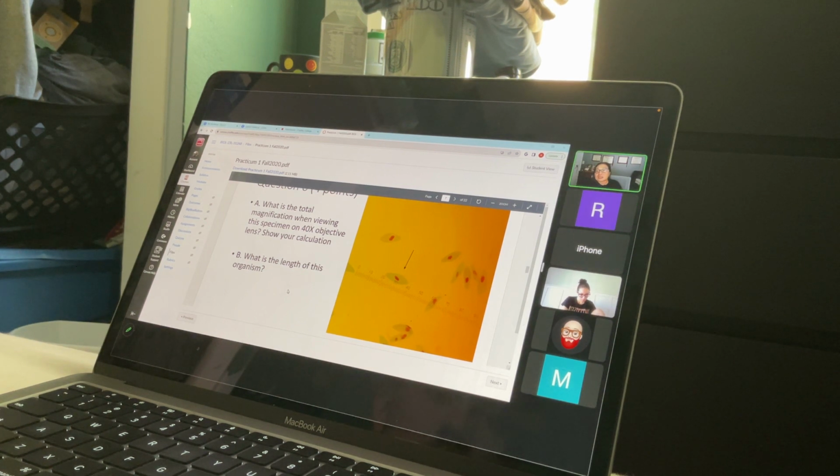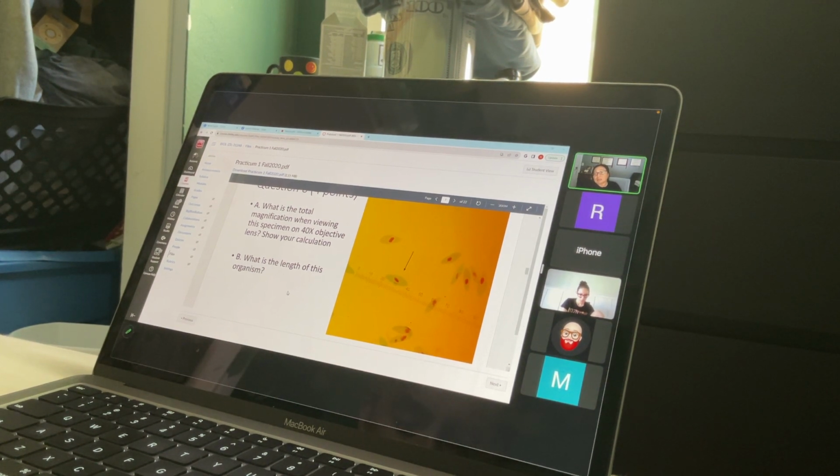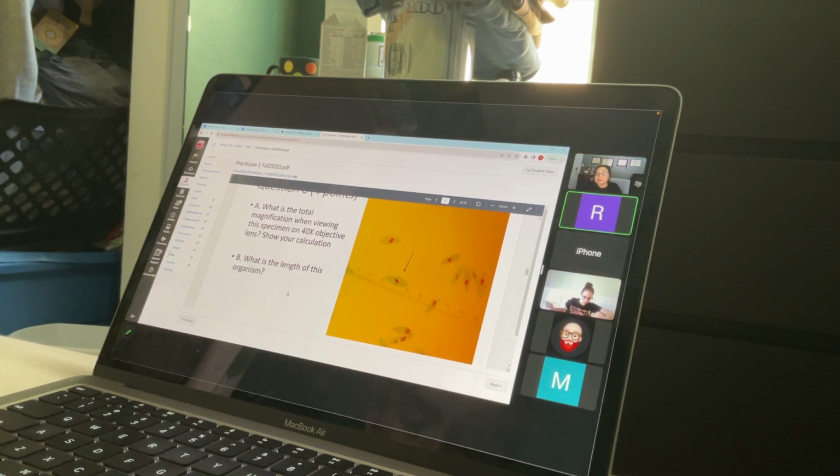And then the other question asking is, what is the total magnification? Oh, it'll just be 400, right? Right. Show me the math, because it's 10 from the ocular times 40 objective lens is 400. Okay. Okay.